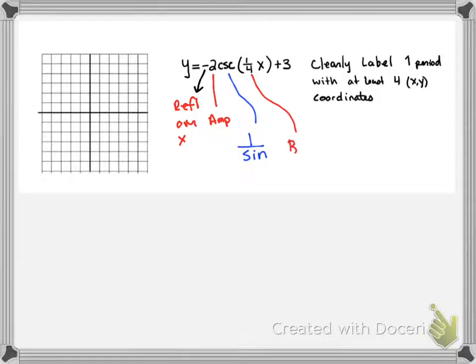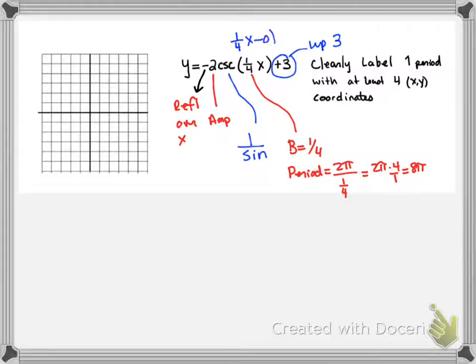My b equals 1/4, so my period equals 2 pi over b of 1/4, or 2 pi times 4 over 1. That's 8 pi. And my vertical shift is up 3. Notice there's no phase shift because essentially we have 1/4 x minus 0 in that parentheses. Whenever you have minus 0 and we're setting this equal to 0, we're going to have no phase shift.